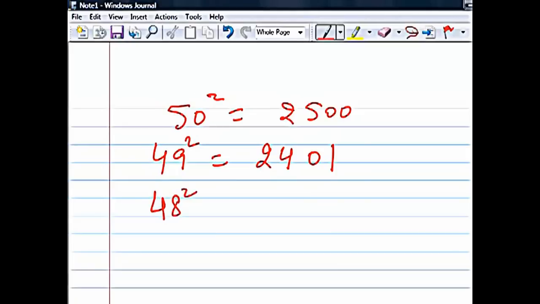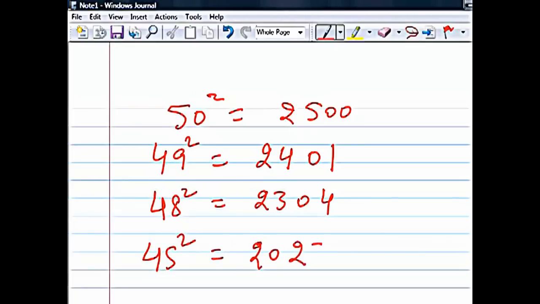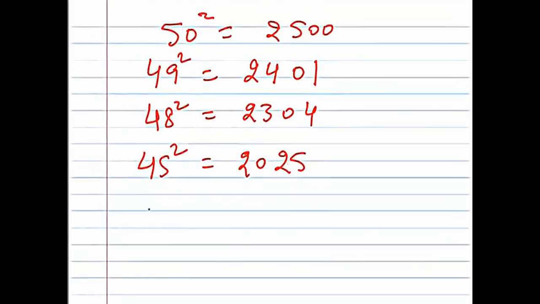Similarly, 48 square will be subtracting 2 from 25, that is 23, and 2 square is 4, so 2304. If I have to do the 45 square, I will subtract 5 from 25, that is 20, and take the square of 5, that is 25, so it will be 2025. 41 square will be 25 minus 9, that will be 16, and 9 square is 81, so 1681.